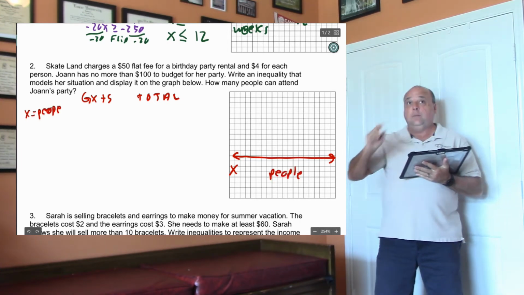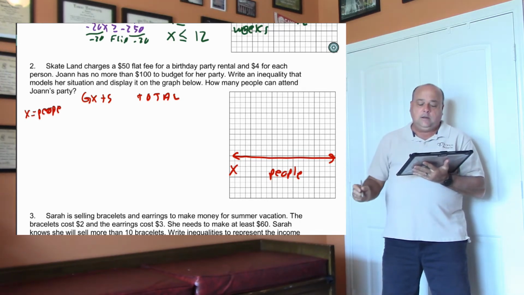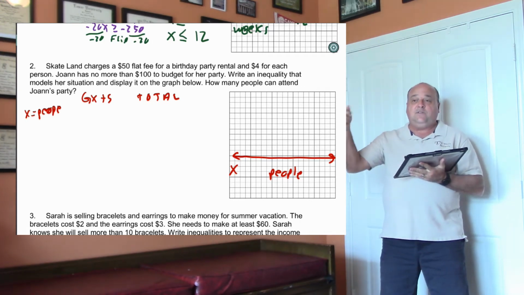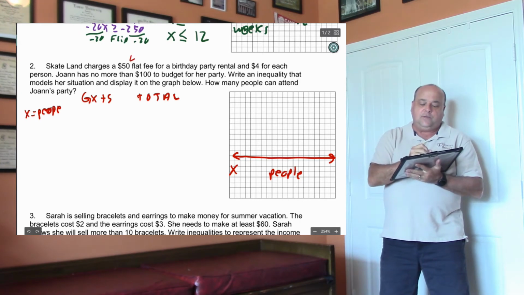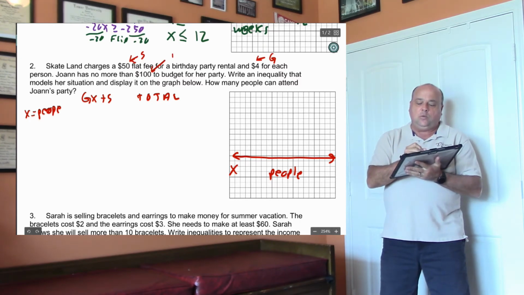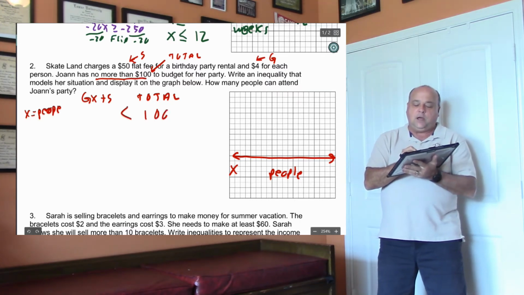The x will be the number of people. We're going to have a growing number, a starting number, and a total, okay? So the starting number right here is the $50 flat fee, and then we pay $4 per person. So this is our starting amount, this is our growing number, or our rate, and this right here will end up being our total, won't it? And we have no more than 100. That means we have to have less than 100.